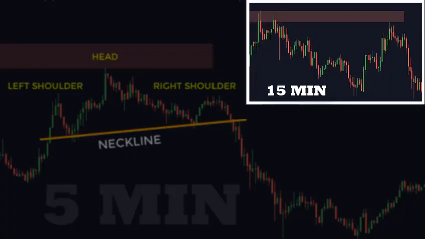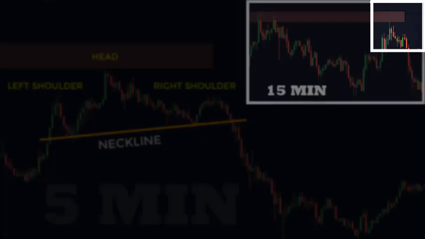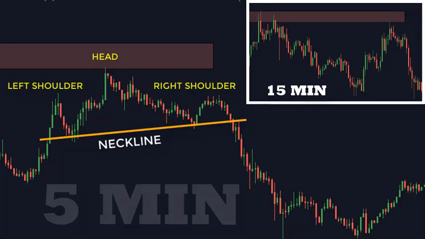So next example on the 15-minute time frame. Here we can find a trade opportunity for a short position on the lower time frame. This is the 5-minute time frame. Here we found a bearish head and shoulder pattern, and here we can enter.